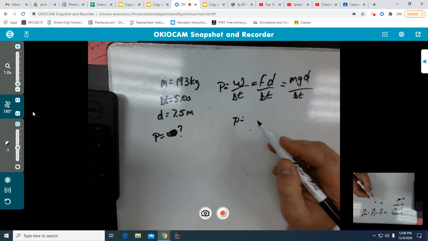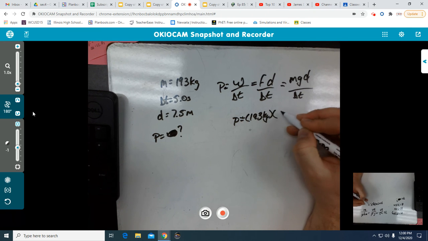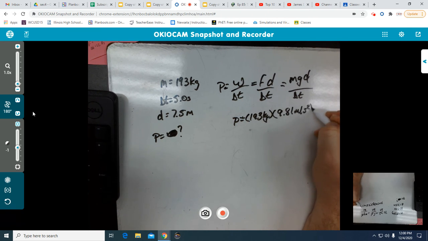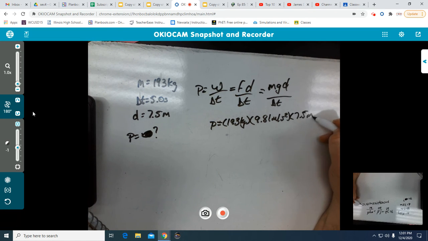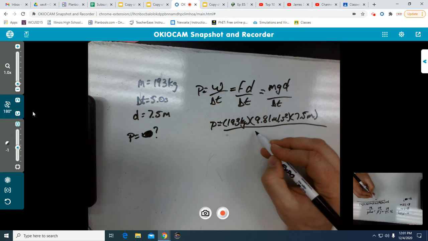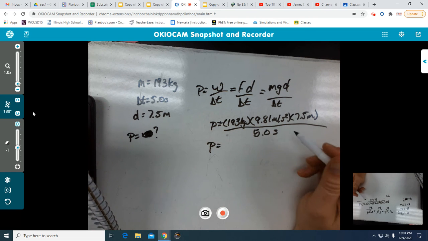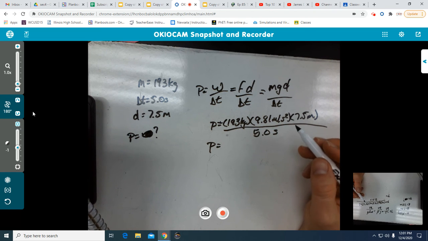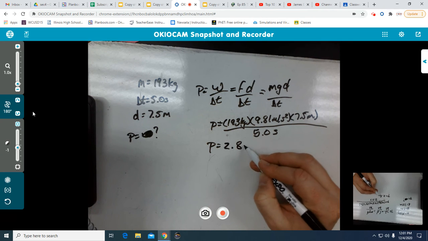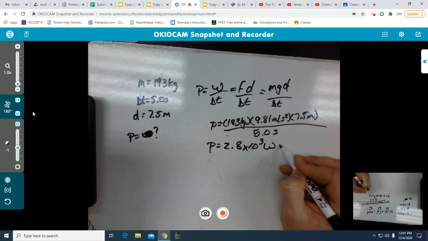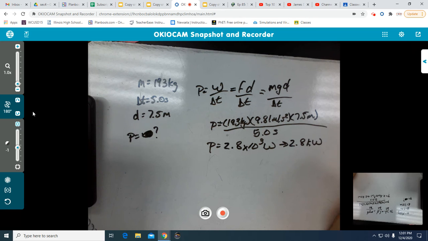And so we're going to get power is equal to the mass, 193 kilograms, multiplied by 9.81 meters per second squared, multiplied by the distance of 7.5 meters that it has to be raised, divided by the time of 5 seconds that this needs to be done. So when you multiply those through and divide by 5, you are going to get an overall power output of 2.8 times 10 to the third watts, or 2.8 kilowatts.